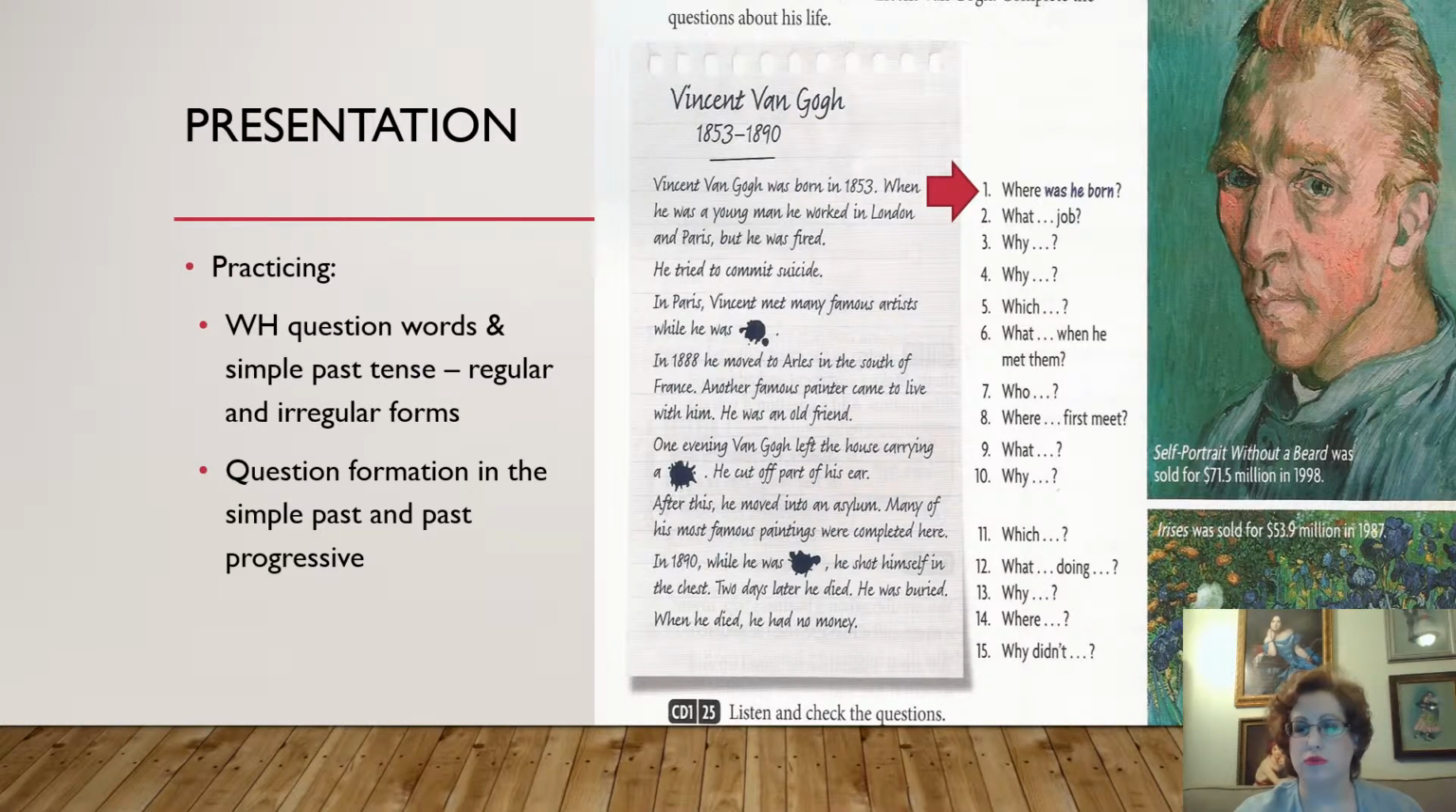So as students read the text and write the questions, walk around the room and monitor. This is very important. Monitor and check the students' grammar and spelling. Students may also have questions about vocabulary, such as asylum or to commit suicide, or the expression to be fired. So monitor, check the grammar, check the spelling, answer any questions about vocabulary.